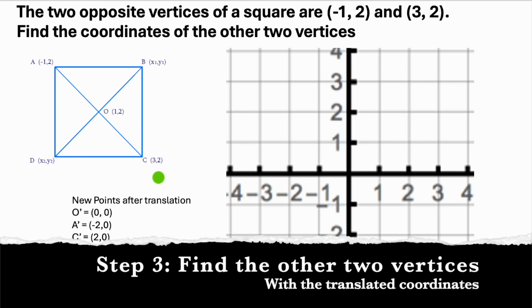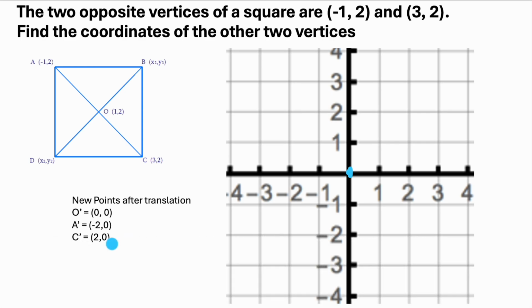So what we have to do here is let's plot these points now. So the very first point is origin, which is here. The second point, which is A, is -2, 0. So A is here. This is A. And then we have C. C is 2, 0. So this is C, or let's say C dash.